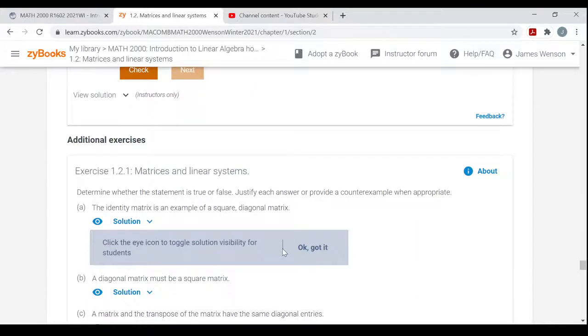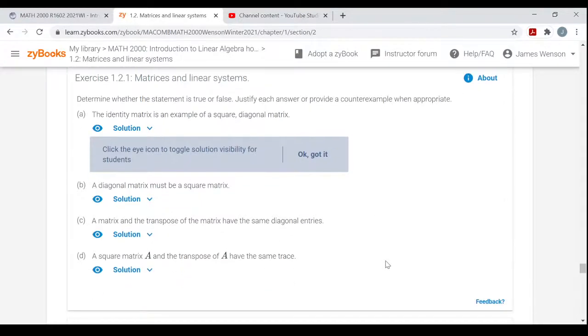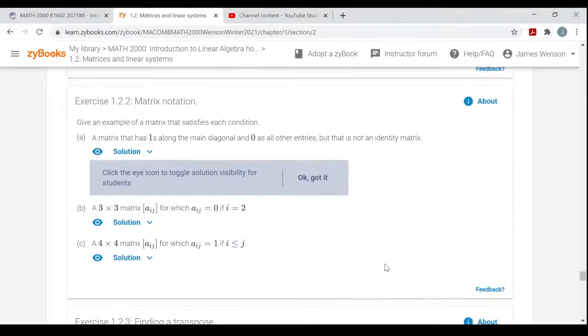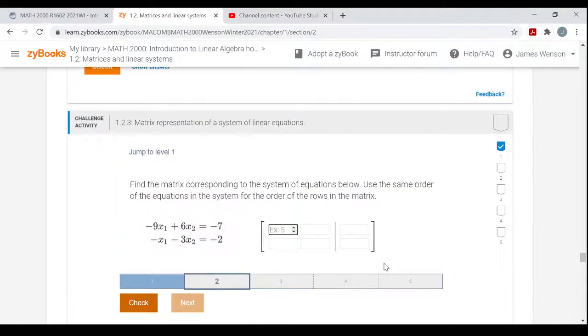Then again you have your additional exercises. You'll see in assignment 1 from week 1, some of these additional exercises I've assigned to you. You can see the solutions here if you want to check yourself. But you're going to write that stuff out on paper and then upload it to me on the assignment 1 page. I would also recommend trying the exercises here that I didn't assign, just for some extra practice and to get used to the material.